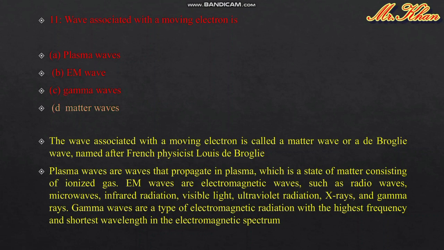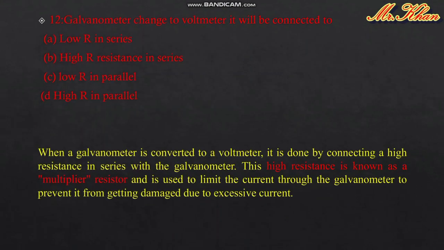Plasma waves are waves that propagate in plasma, which is a state of matter consisting of ionized gas. EM waves are electromagnetic waves, such as radio waves, microwaves, infrared radiation, visible light, ultraviolet radiation, X-rays, and gamma rays. Gamma waves are a type of electromagnetic radiation with the highest frequency and shortest wavelength in the electromagnetic spectrum.